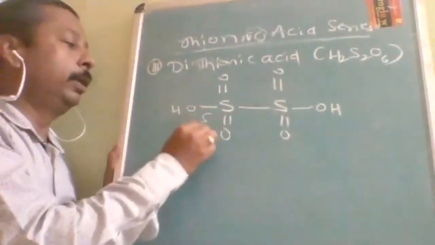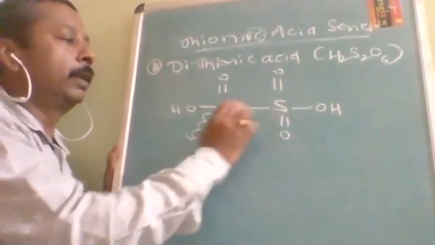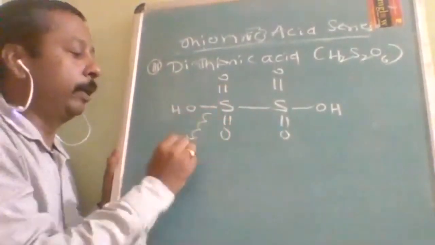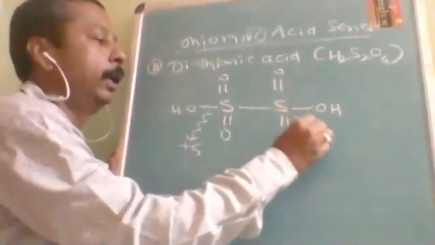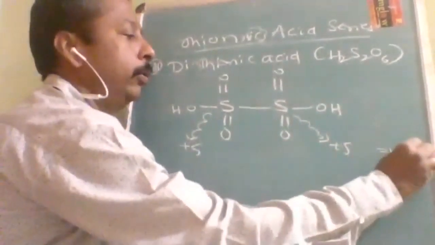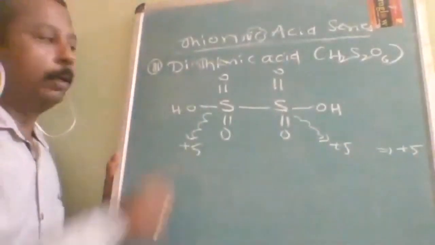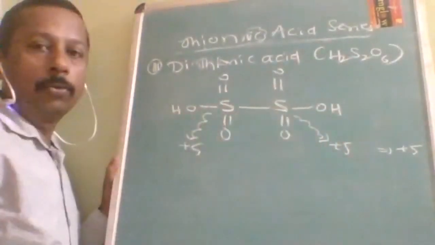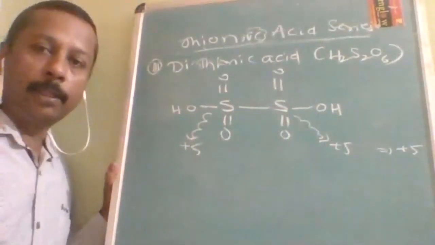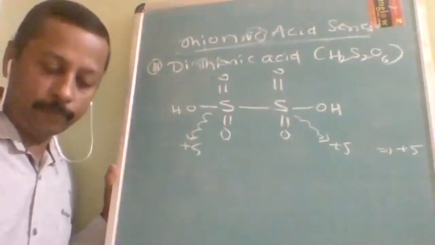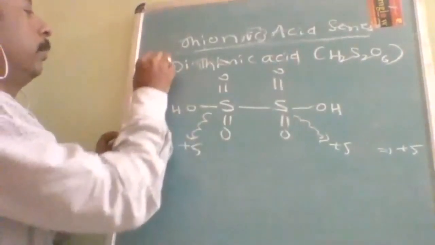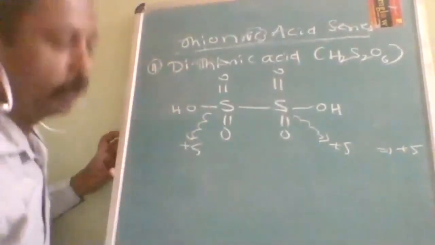Now here, in this sulfur-sulfur bond, there is no oxidation number contribution. So it will be plus 5 and it will be plus 5. So average is also going to be plus 5. Basicity is how much? 2. Number of S-S linkages are how much? 1. Number of S-O bonds are how many? 4.